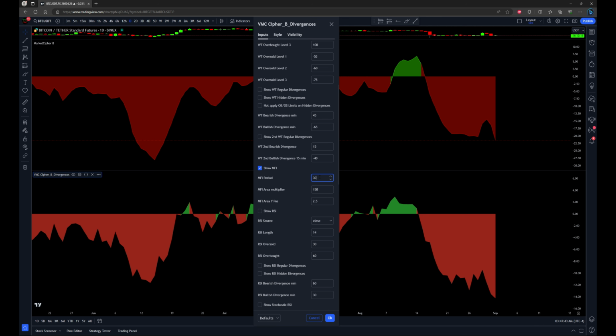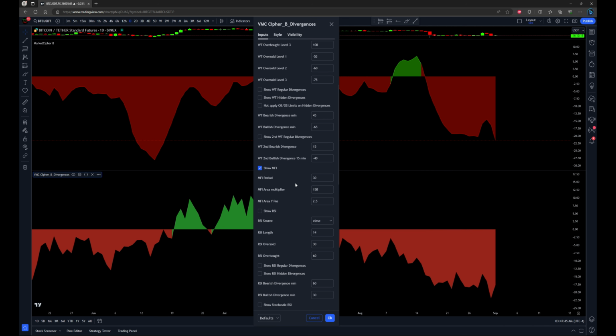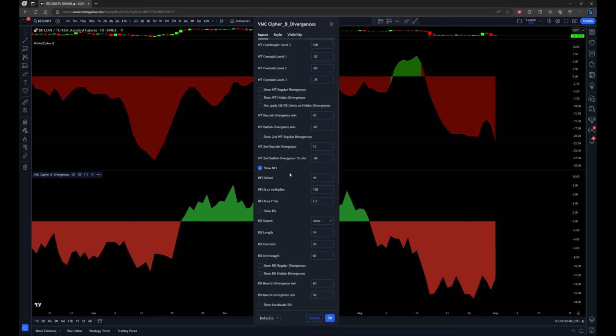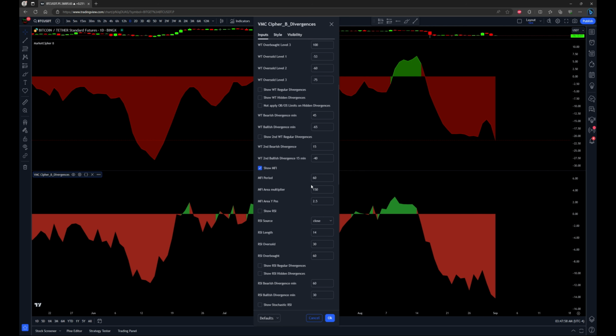Well, let's try going down on the MFI period and see if we get something. Nope, that's not gonna do it for us. We can go in between, and yeah, it doesn't really help us out here. So that is the MFI period. You'd think that would help us smooth it out, but it doesn't. We can look at the area multiplier.